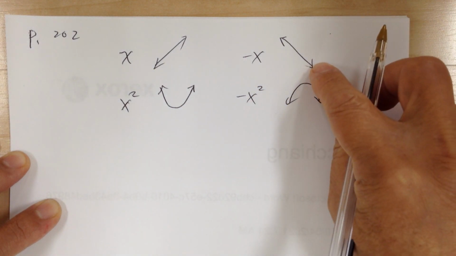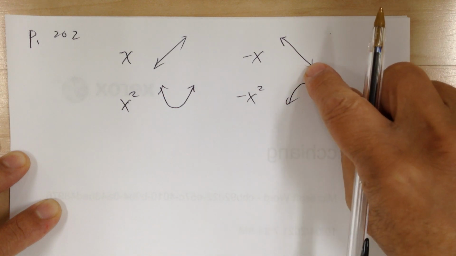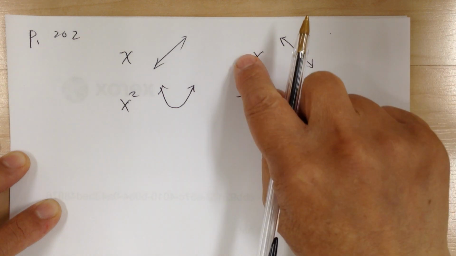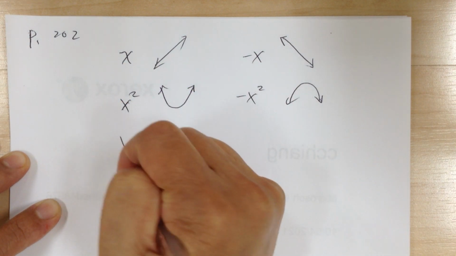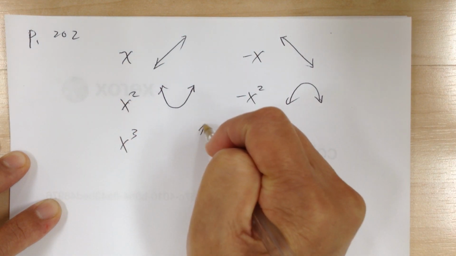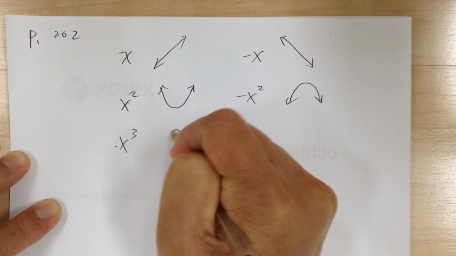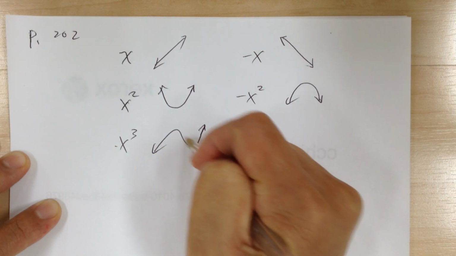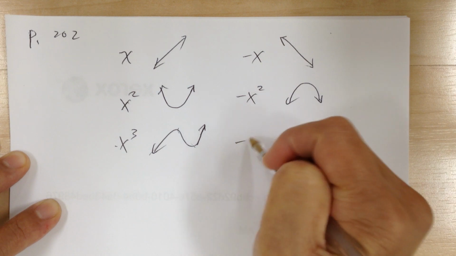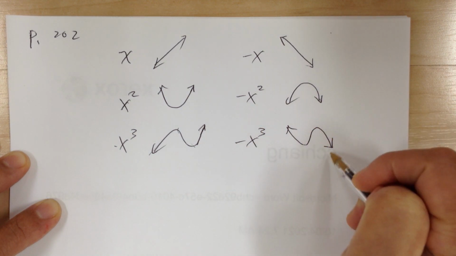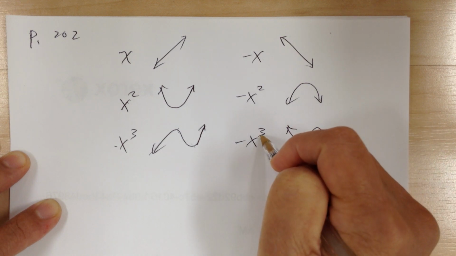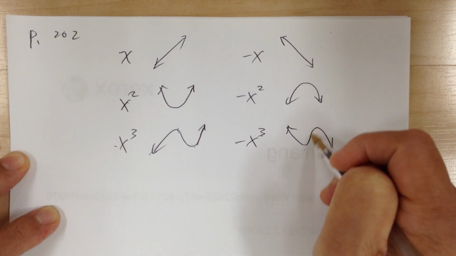Again, you look at the extreme right-hand side. If it's negative, it's going to go down. If it's positive, it's going to go up. So you start from this side. With x cubed, you're going to go up, and it's going to have three directions: 1, 2, 3. If you have negative x cubed, it's going to go down and look something like this: 1, 2, 3. So it's a third degree, and it's going to have three directions.